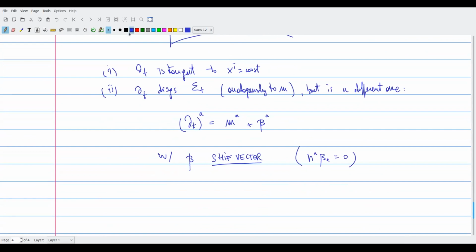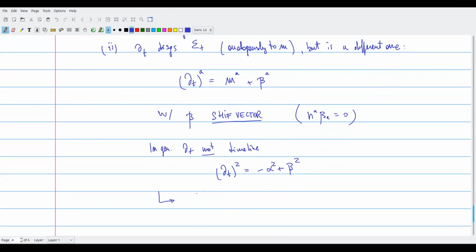So this tells you that in general, this ∂t vector is not time-like. If you take its norm, let's write it this way, it is not perfect, but you find that this is minus alpha squared plus beta squared. So its character depends on the choice of beta. And obviously, what the shift vector does is to control the coordinates when they go from sigma t to sigma t plus delta t.